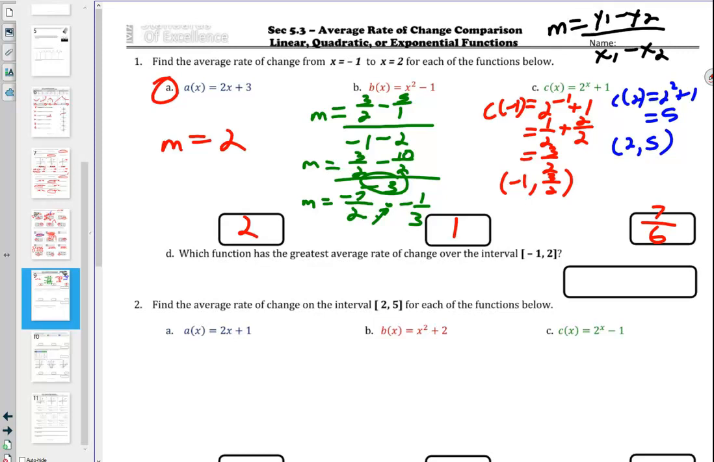Which of these functions has the greatest average rate of change over that interval? So which one had the biggest change? And it doesn't matter if it's positive or negative, it's just what has the biggest magnitude. Yeah, in this case it was A, it was the linear one.